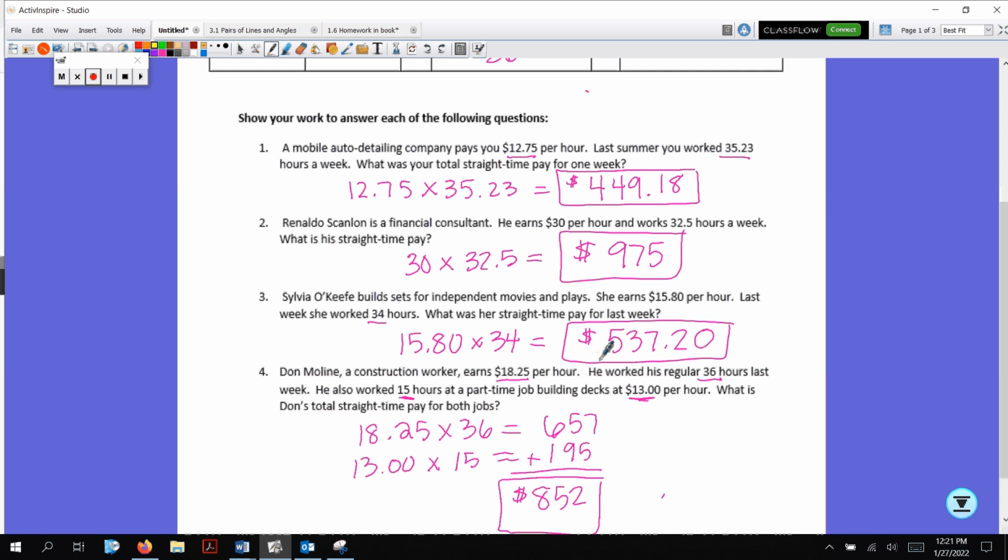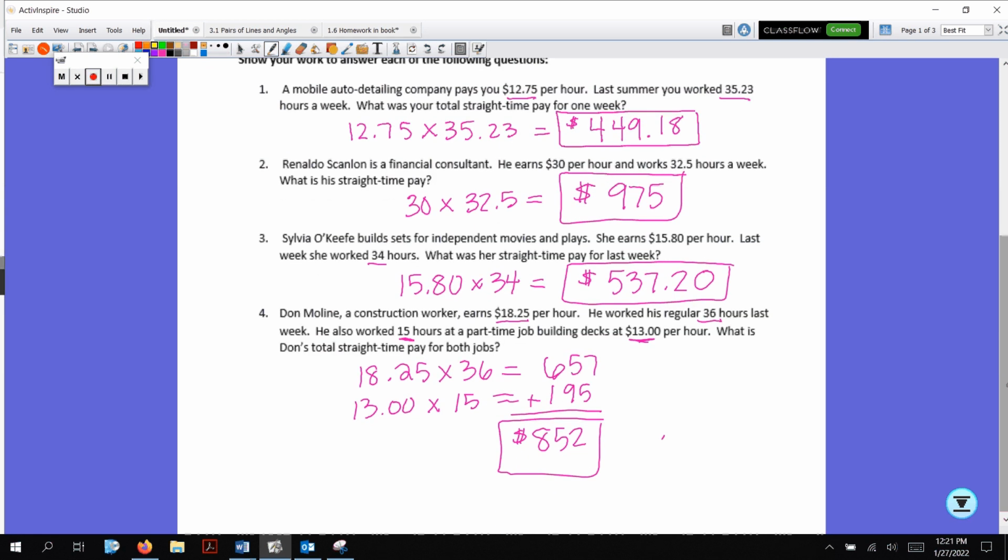For number 4, it's a little more in depth, right? Because this person has 2 jobs. So his first job, he makes $18.25 an hour for 36 hours. I multiply that here and get $657. Then he also has a part-time job. He worked 15 hours and makes $13 an hour. So we take our $13 an hour, times our number of hours worked, and get 195, add those 2 together. That's his straight time pay. That is straight time pay.